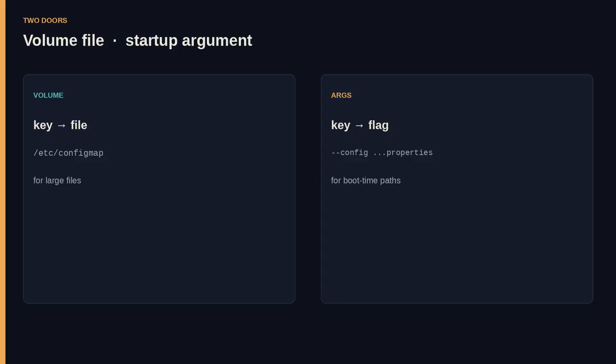A pod named test pod runs a container that starts with an argument pointing at a mounted properties file. The command says, in effect, use this config path. The mount sits at mnt test-config. The config map is test-config. Name rhyme is a kindness. Name collision is a trap. 2 delivery doors, 1 object. Files for things that look like files, arguments for things the process expects on startup. Choose the door that matches how the program actually reads the world, because the cluster will not translate intent for you.